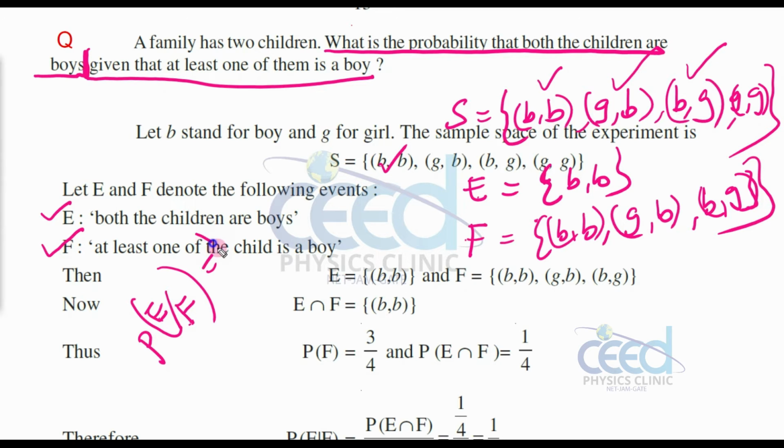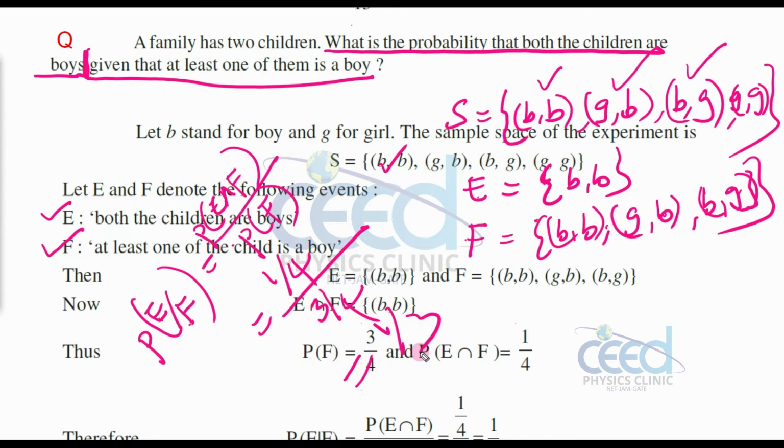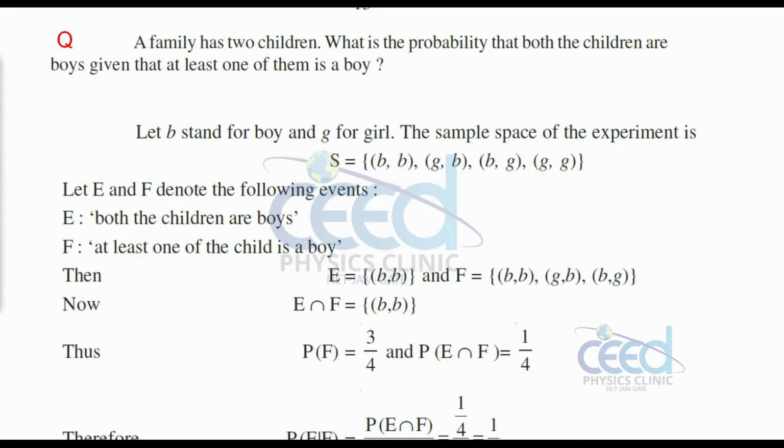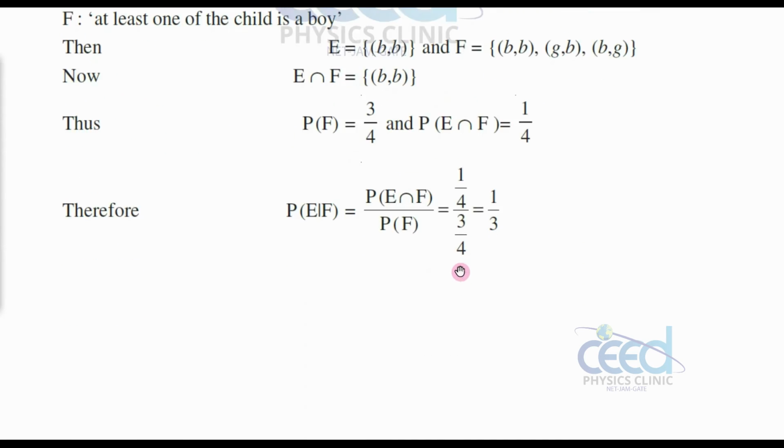So that is P of E intersection F divided by P of F, right? What is P of E intersection F? That is only 1, that is 1 by 4, divided by P of F. What is P of F? That is 3 by 4, since we have only 3 elements in F. So the answer is 1 by 3, right? This is the way we have to do the problem. Let me check. The answer is 1 by 3.